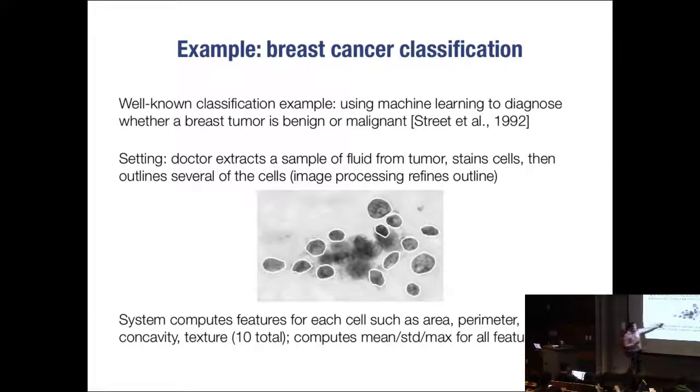They computed all those per cell, and then the features describing the entire image would be things like the average of these different things: the average area, the average perimeter, the average texture quantities, and also the standard deviation and the max for all these features over all the cells that are in the image.